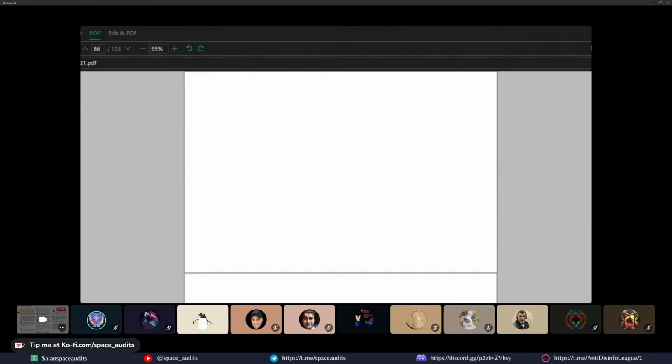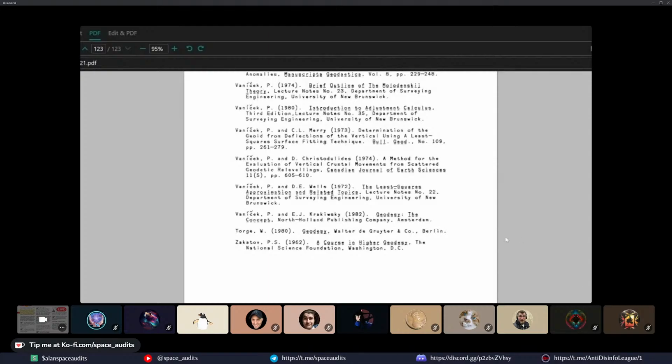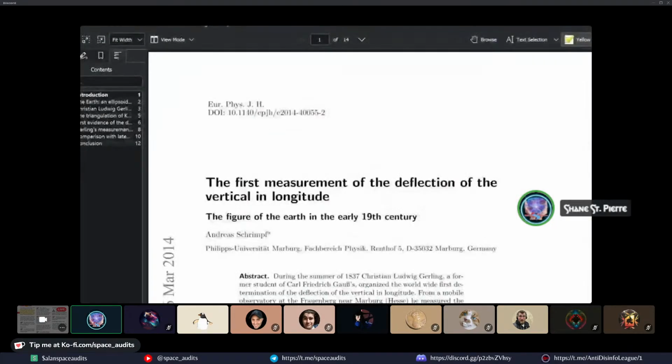Yes. Wow. And let's continue with the next paper with the same topic. Same. It's the first measurement. I was just going over papers that go over the deflection of the vertical and marking how they impact the exact measurements that they're trying to use them with.